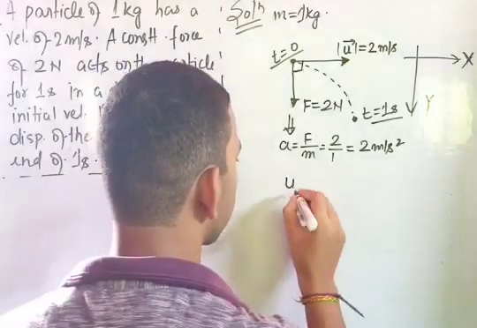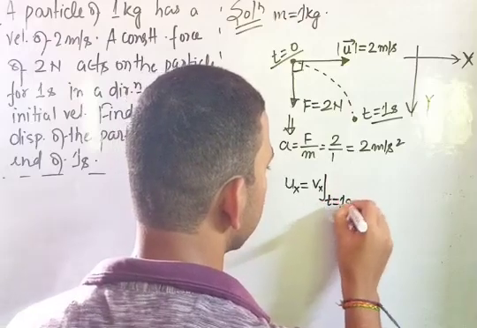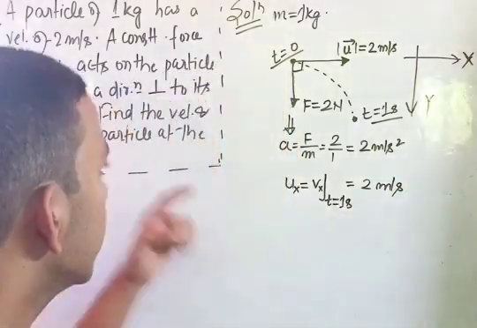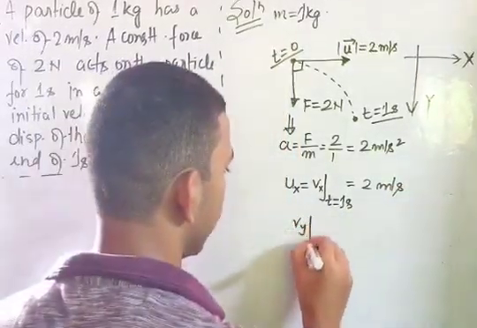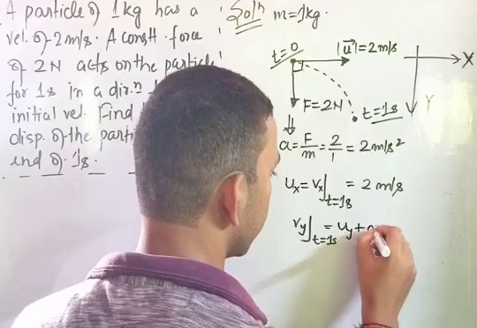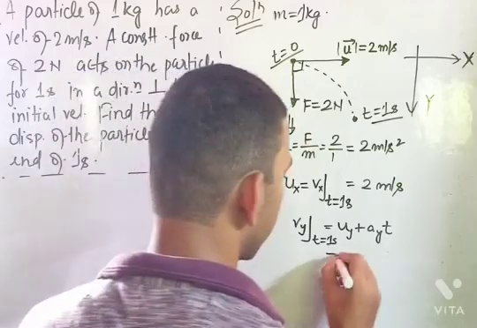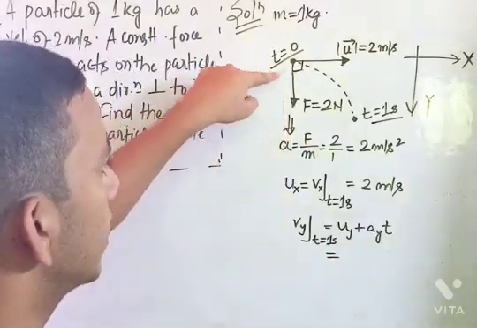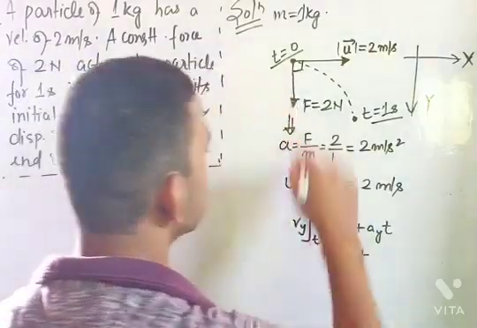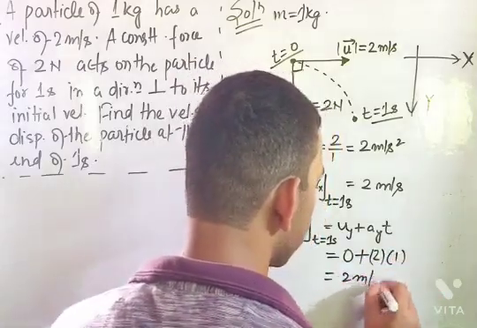So ux is equal to vx at time t is equal to 1 second is equal to 2 meter per second. Now we have to find vy at the end of t is equal to 1 second, which we can write as uy plus ay times t. v is equal to u plus at, this equation we are applying in the y direction. So we can write uy as initially the component of velocity in the y direction is 0. So we can write 0 plus acceleration 2 times time 1, so 2 meter per second.